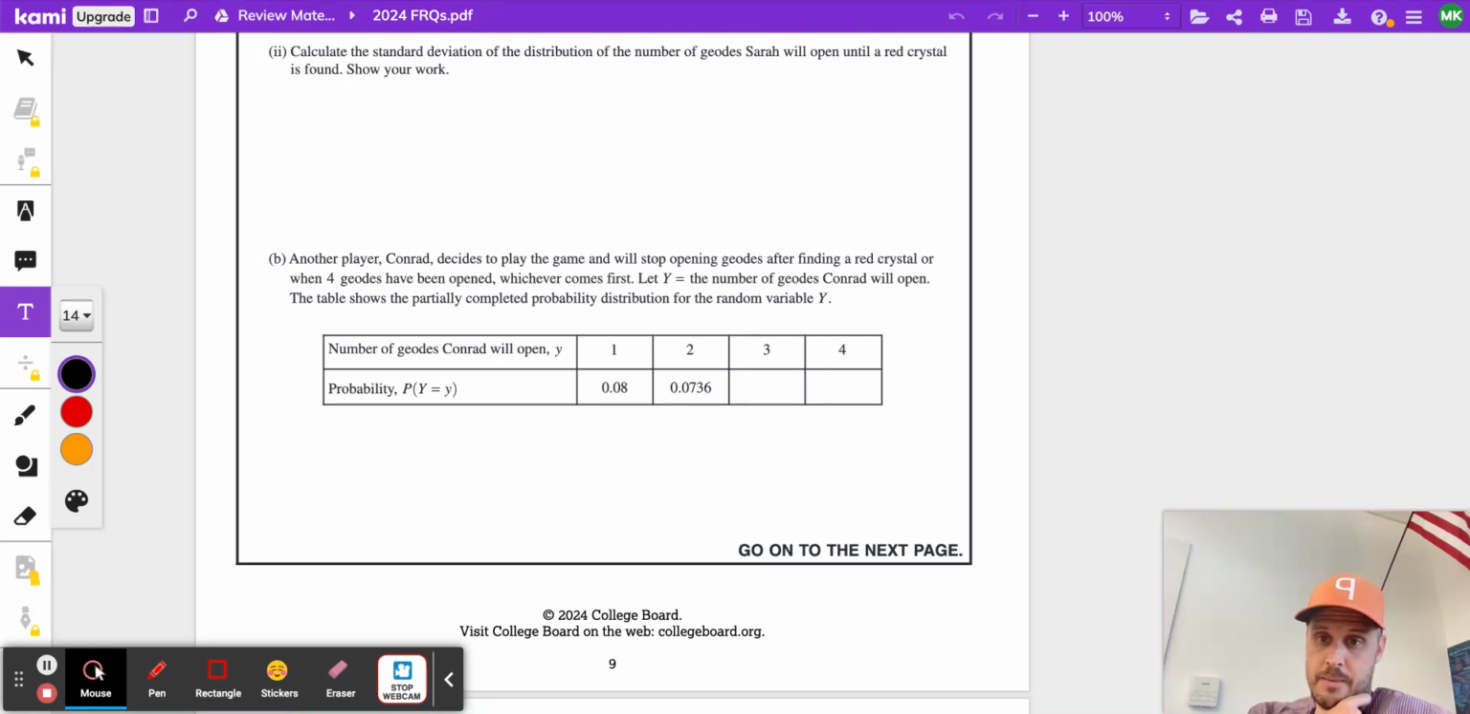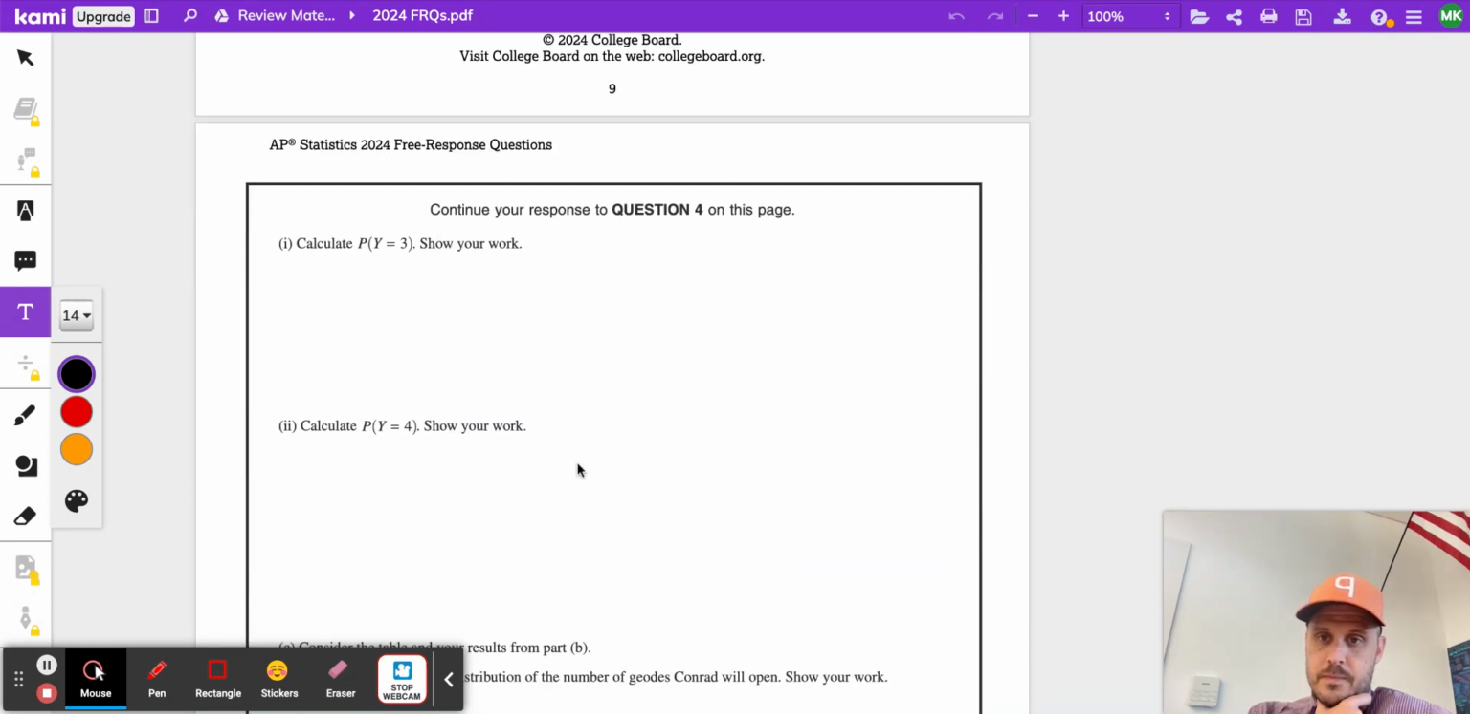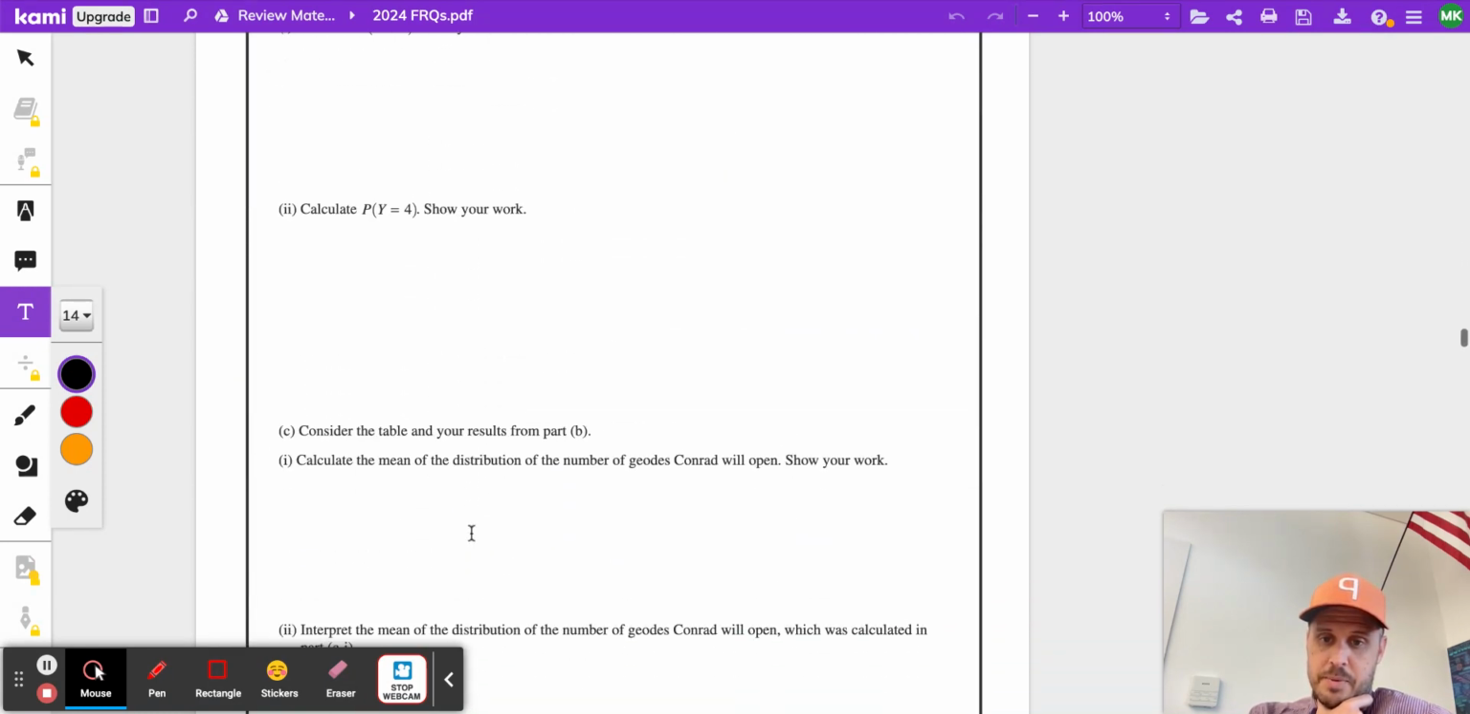Okay. And so this one's easy to calculate. Just multiply that times 0.92. And then this is 1 minus those 3. Okay. P of Y equals 3, P of Y equals 4.